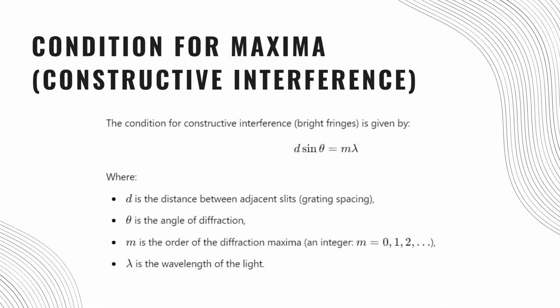The condition for constructive interference, bright fringes, is given by this expression, where d is the distance between adjacent slits, grating spacing, theta is the angle of diffraction, m is the order of the diffraction maxima, and lambda is the wavelength of the light.